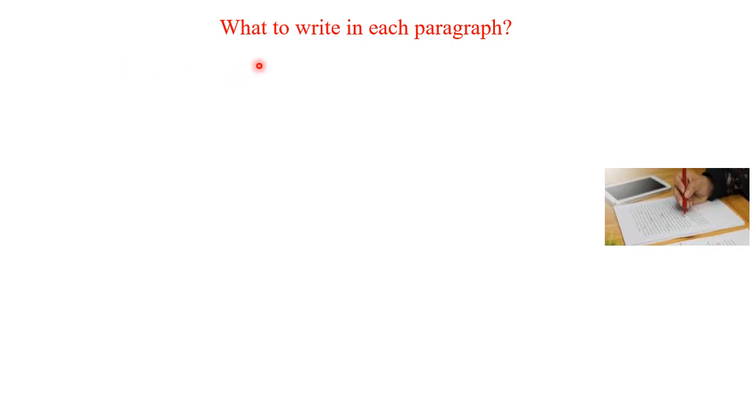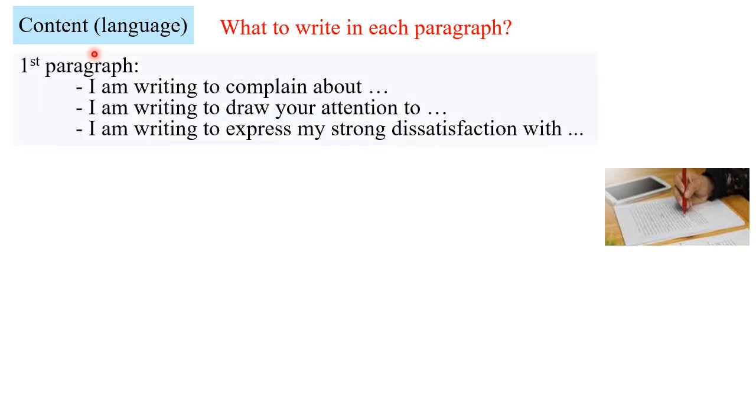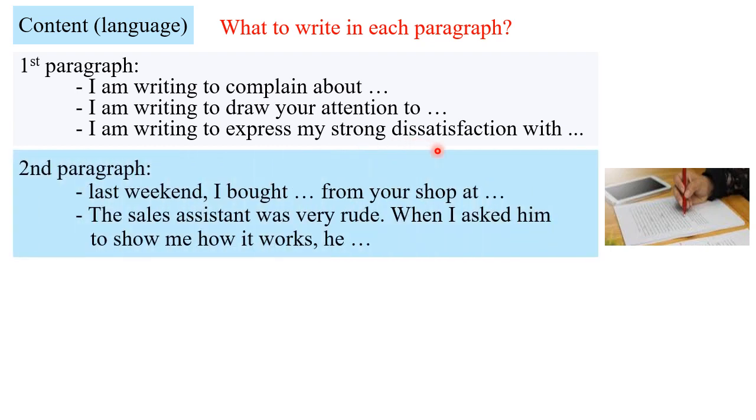What to write in each paragraph? We are going now to deal with the process of writing itself. We are going to talk about the content or the language I'm going to use. You can start with one of these 3 sentences. I'm writing to complain about so and so, or I'm writing to draw your attention to whatever, or I'm writing to express my strong dissatisfaction with so and so.